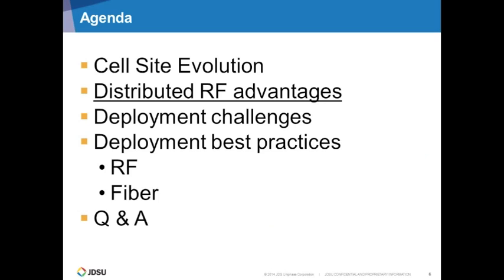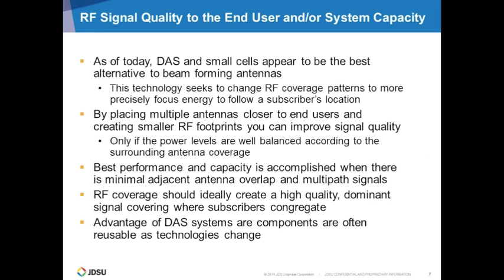Distributed RF advantages. We're going to share a couple of slides that touch upon why you want to distribute that RF. It boils down to signal quality to the end user and/or system capacity. As of today, DAS and small cells appear to be the best alternative to beam-forming antennas. This is actually covered in the 3GPP specification, where the technology originally seeks to direct the RF coverage patterns more precisely to follow the subscribers themselves.